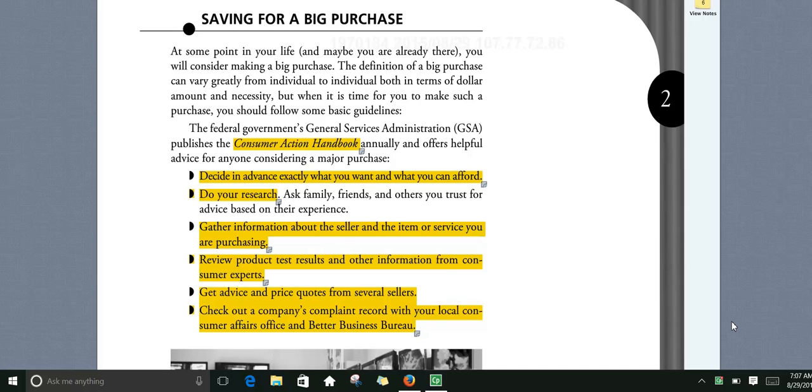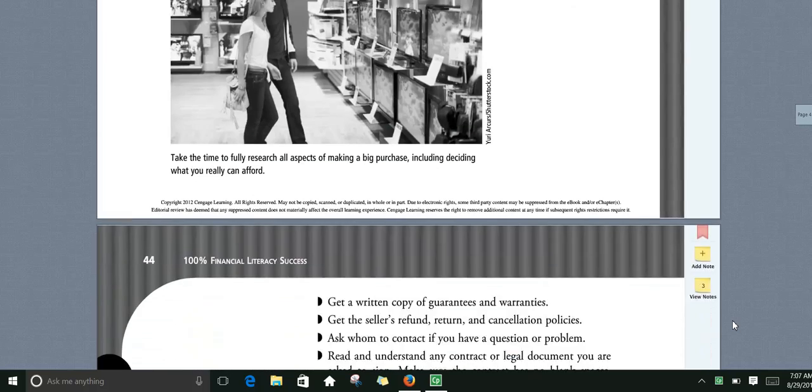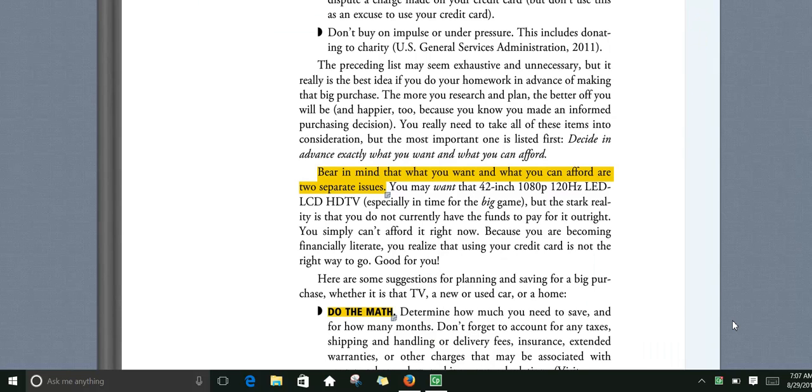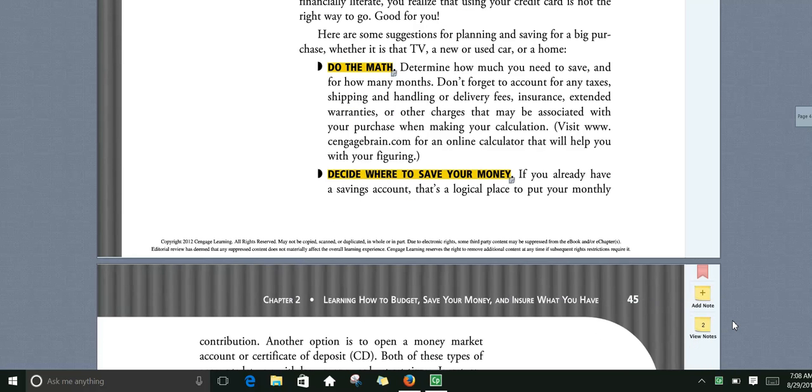Get advice and price quotes from several sellers. In other words, avoid convenience shopping, like just going to the first auto lot and buying a car. And check out the company's complaint record with your Better Business Bureau. Be sure to keep in mind that what you want and what you can afford may be two separate issues. So as you're shopping, you should have an idea of what you can afford before you go in. Do the math to determine that you're doing what you need to do.